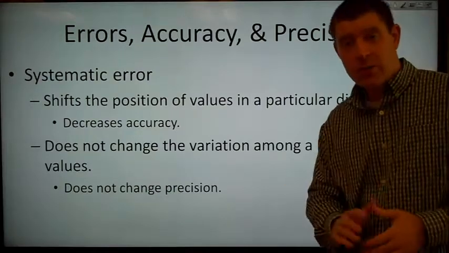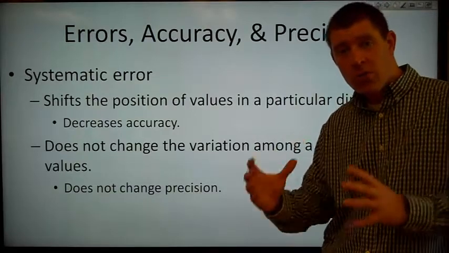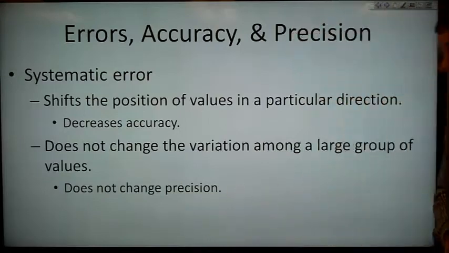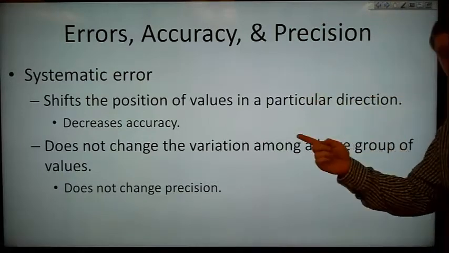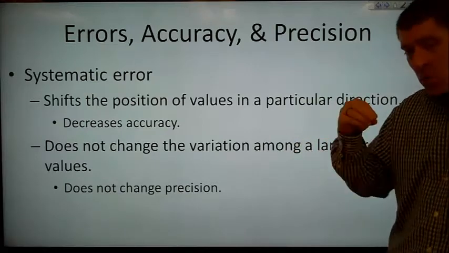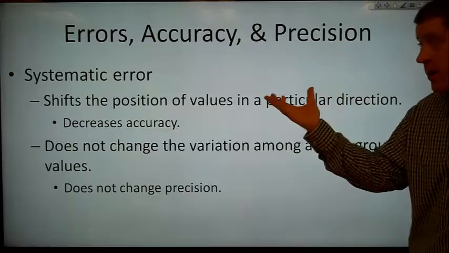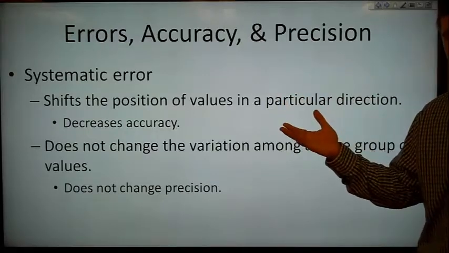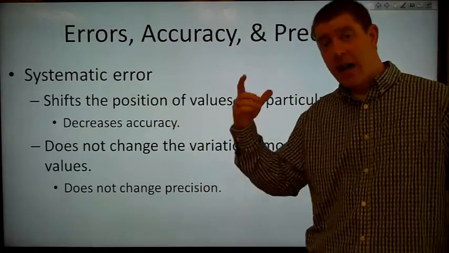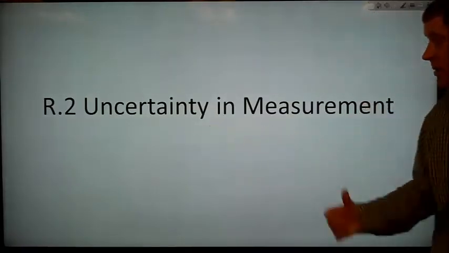Right? If you forget to count the number of people on the porch, well, you're just shifting down all of your measurements by the same amount, by the same number of people. So we're not changing the precision with systematic error. With systematic error, we're changing the accuracy, we're decreasing the accuracy. With random errors, we're decreasing the precision. So we want to eliminate the random errors and the systematic errors to have as high of accuracy and as high of precision as we can in our measurements. So that was uncertainty in measurement.